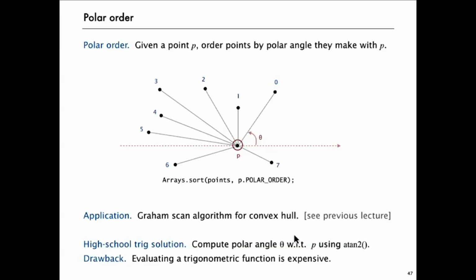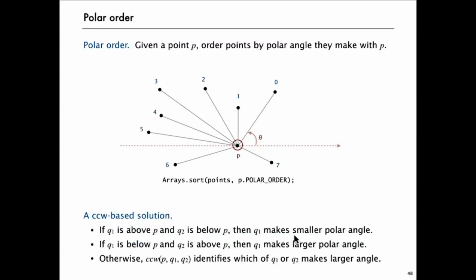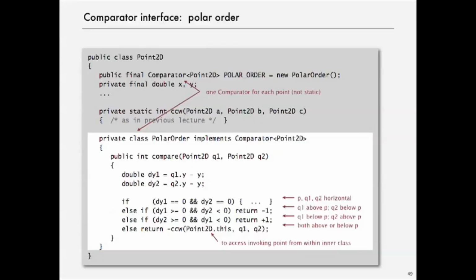There's an easy way to do this based on CCW that is described here in this text. Most of the time, all you need to do is do the CCW of the 2 points, but you do have to check whether one of the points is above P and the other one is below. But otherwise, usually it's a CCW call.